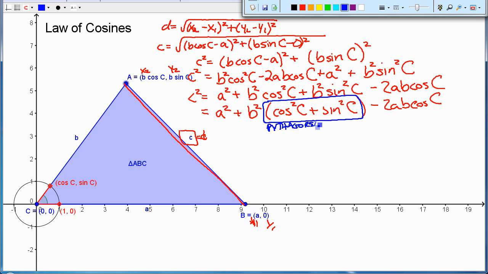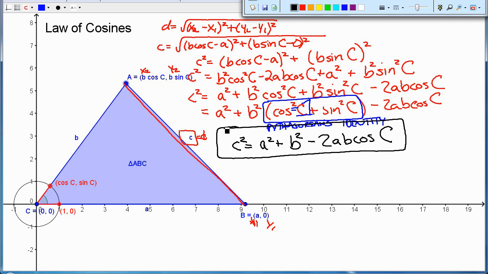And the Pythagorean identity says that if you take the cosine squared of an angle plus the sine squared of that angle, this ends up equaling a big giant 1. And so if I go back to my formula, I can actually say that c squared equals my original a squared, plus b squared times 1, which is b squared, leaving minus 2ab cosine of C. And congratulations, we have just developed what is called the law of cosines.